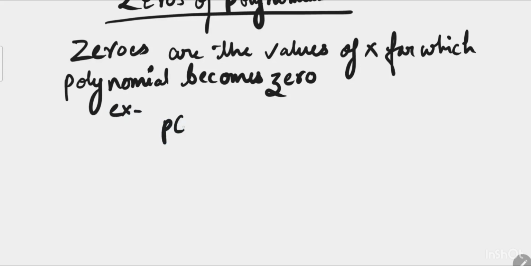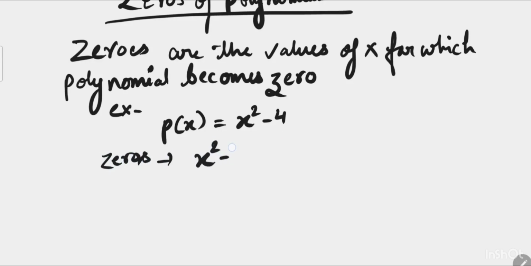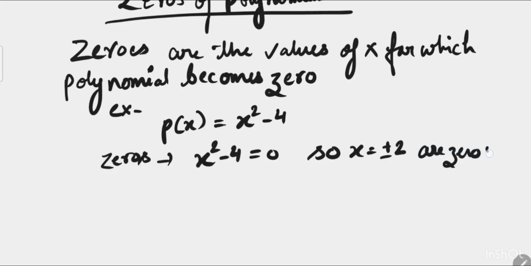if we have polynomial p(x) equals x square minus 4, then zeros will be the values of x such that x square minus 4 is equal to 0. So x equals plus minus 2 are the zeros of this polynomial.